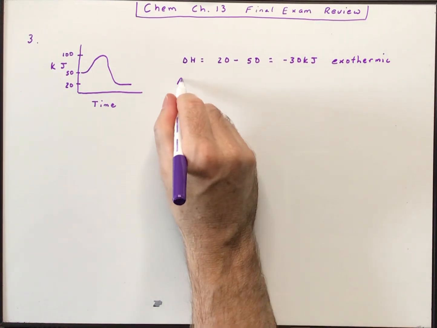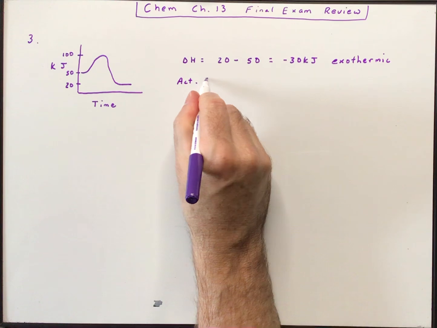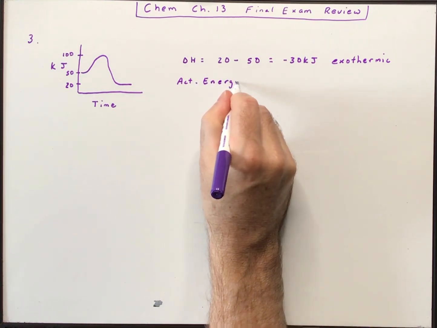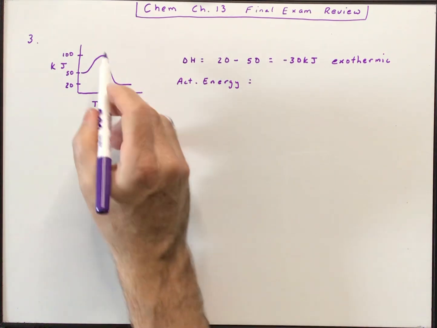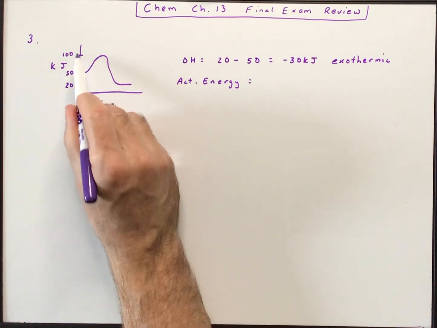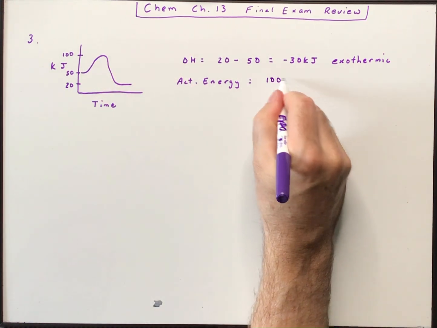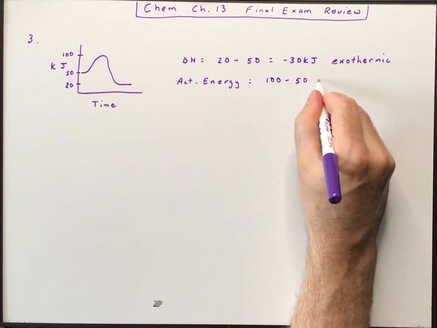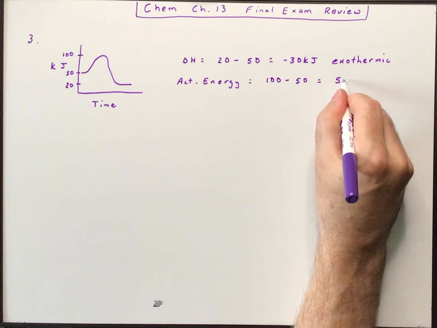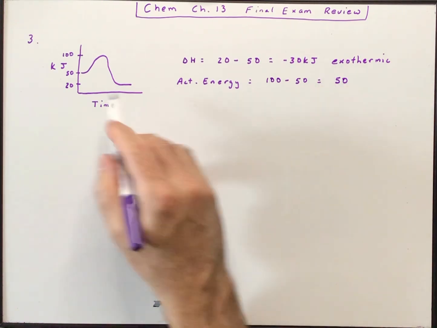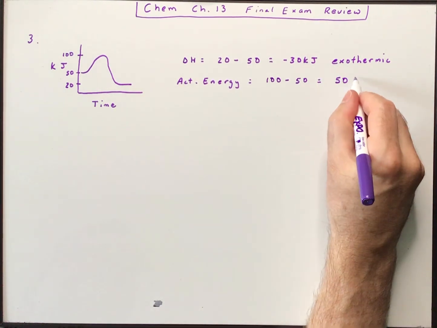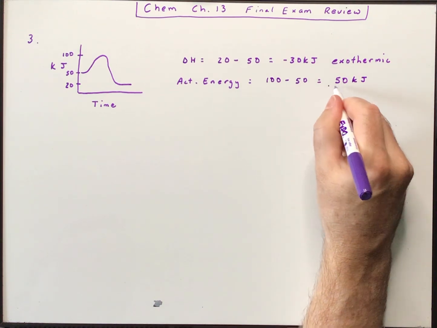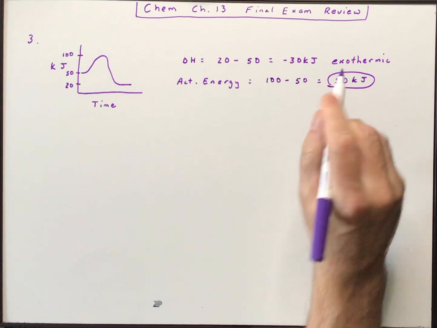Now the activation energy, it's the top of the hill, which is 100, minus the left side, which is 50. So to get this reaction going, we have to add 50 kilojoules of energy. So that'd be the activation energy.